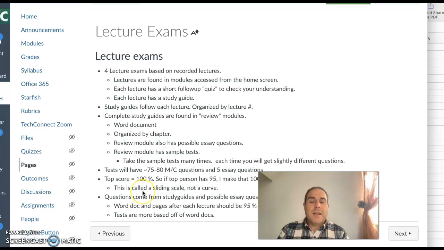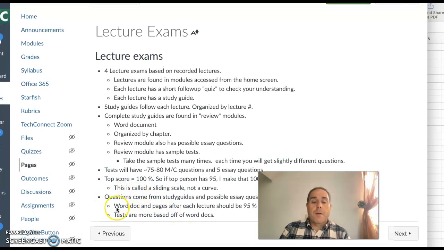Now, I also take the top score. So let's say the top score is only 95 on the test. I'll make that 100%. Multiple choice tests are unfair. People bubble the wrong thing in. So as a result, I'll give you wiggle room. I'm like, okay, if the top score is only 95, that means 5 questions are just horrible, or I didn't ask them clearly. So I'll make that 100%. This is not a curve. In a curve, 75% of students have to get C's, and I don't play that game.